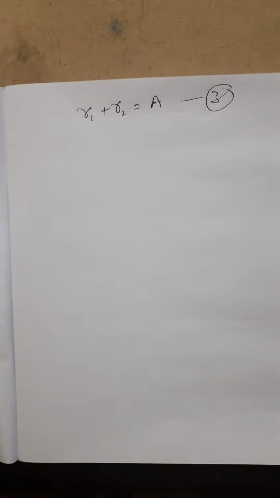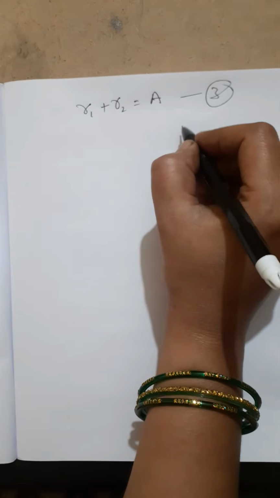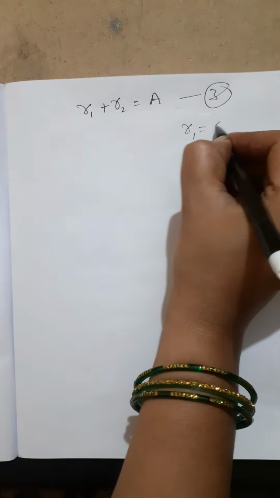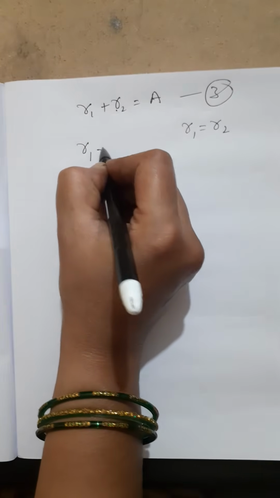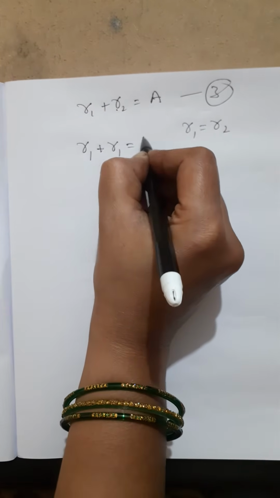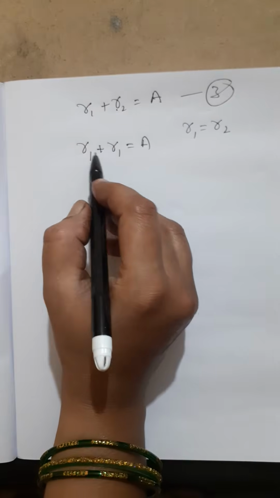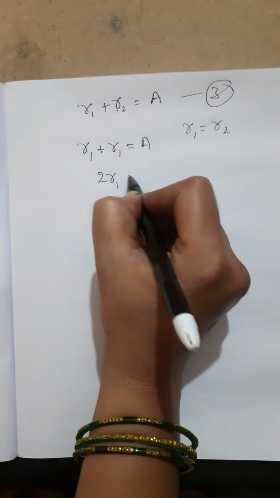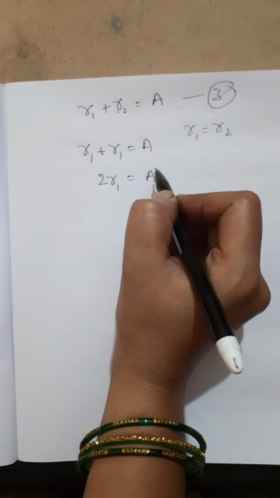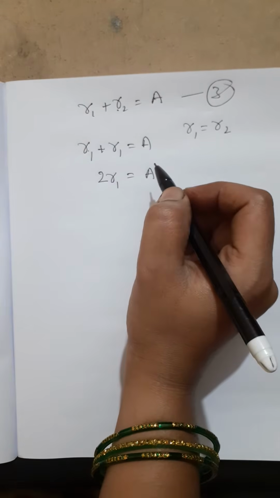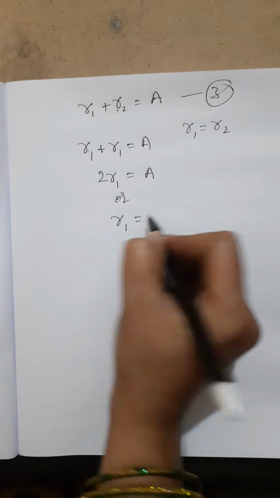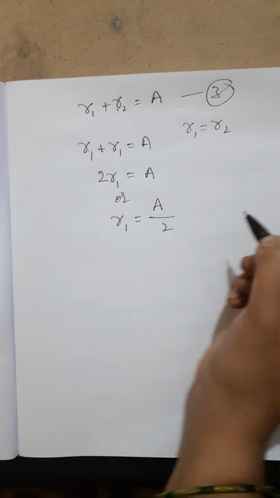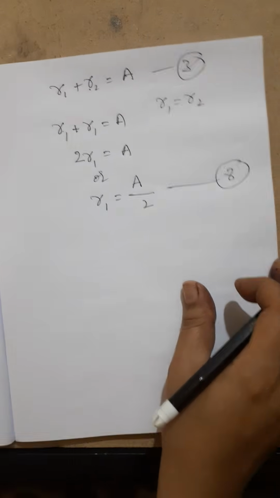So in this we are substituting, as I just told you, that at minimum deviation R1 is equal to R2. So in place of R1 and R2 we substitute the value of R1. 2R1 is equal to A, or we can write R1 is equal to A by 2, and let us take this as equation number 8.